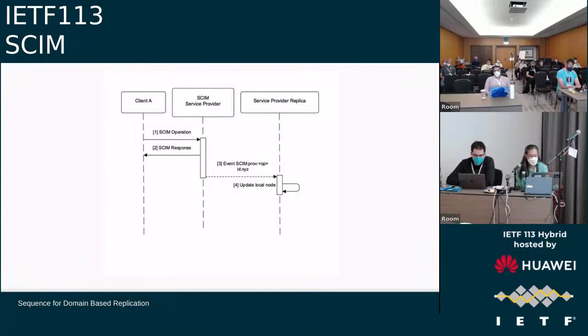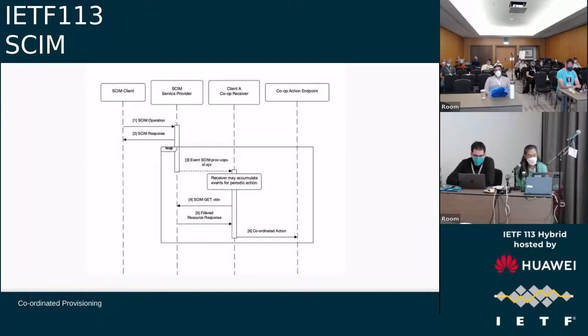Okay, in the next slide, for coordinated provisioning, a series of SCIM operations are completed at a SCIM provider, and then for each request, events are sent out to registered receivers. Depending on the event, a receiver may issue a SCIM GET back to the publisher for the purpose of reconciliation. Once the modified resource is obtained, the receiver then decides what reconciliation action to take.